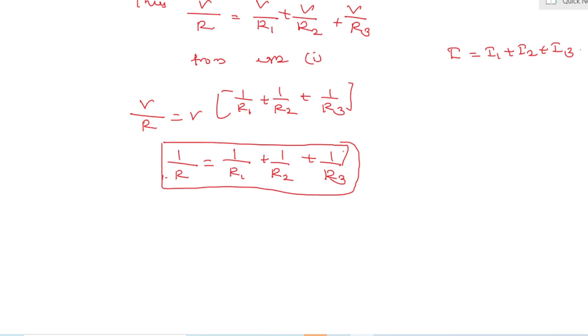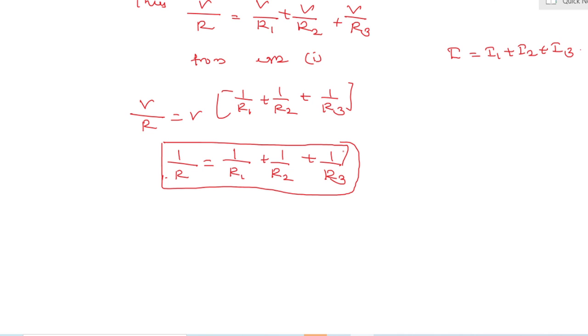Some important points regarding parallel combination of resistors are: the reciprocal of equivalent resistance is equal to the sum of the reciprocals of individual resistances. The equivalent resistance is less than the resistance of either resistor. This is known as minimum effective resistance. The current from the source is greater than the current through either resistor, and also the potential difference across each resistor is the same.